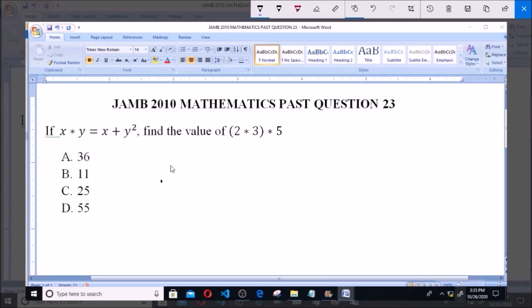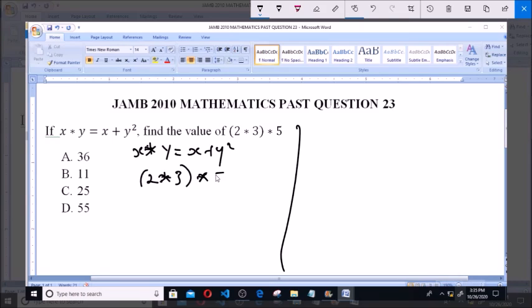Now looking at this binary function, we're given that x asterisk y is equal to x plus y squared. Now we're given 2 asterisk 3, asterisk what? 5. But looking at this, let's pick the bracket first.